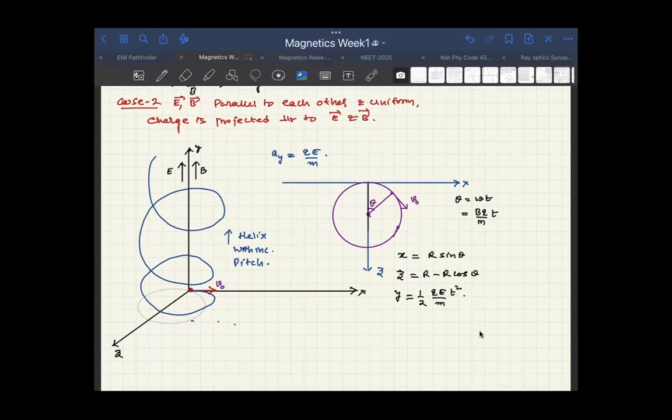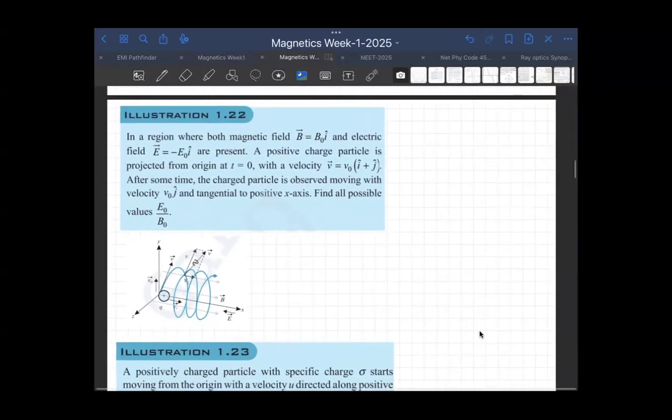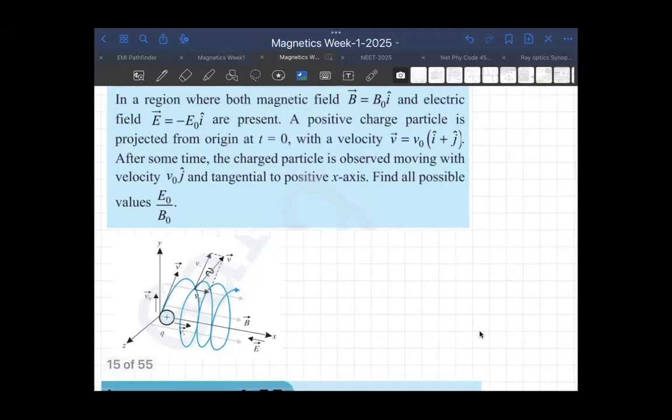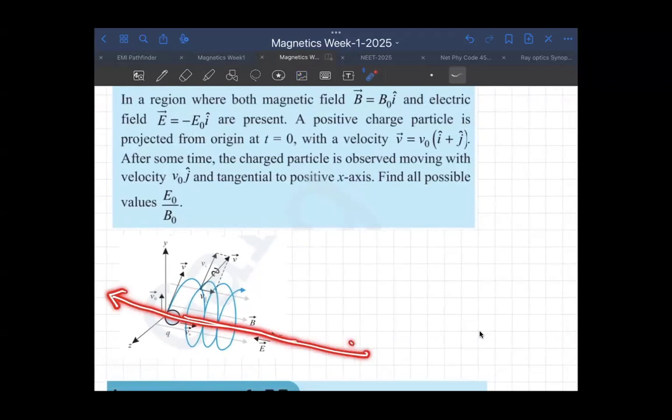What is the difference between this case and the case that I am discussing right now? In this case, you see, you have electric field in this direction, magnetic field in this direction. And the velocity has two components. One component in this direction, another component in this direction. In the absence of the electric field, it would have gone through a helix like this.